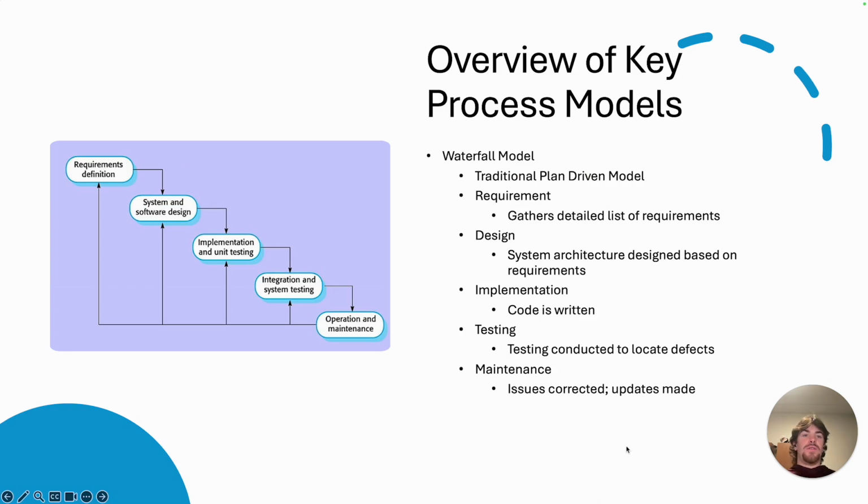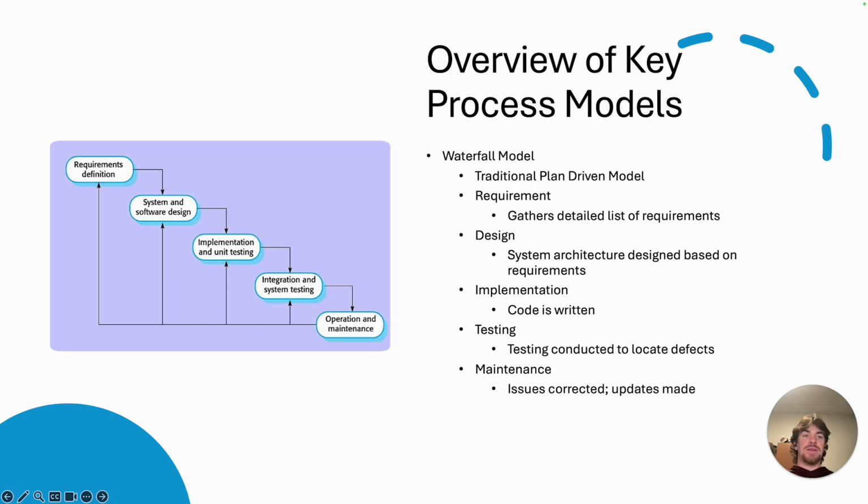So first off, the waterfall model. It's a traditional sequential model that takes a linear approach to development. In this model, each stage will be completed before moving on to the next. The steps of the waterfall method include gathering requirements, designing, implementation, testing, and maintenance. In the initial requirement step, detailed requirements are gathered, documented, and agreed upon. This serves as the foundation for the entire project, specifying what the system must achieve.